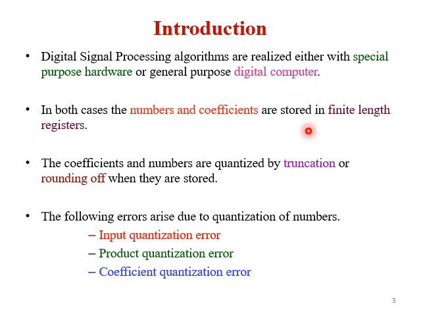When digital systems are implemented either in hardware or in software, the filter coefficients are stored in binary registers, right? These registers can accommodate only a finite number of bits, and hence the filter coefficients have to be truncated or rounded off. That is, the process of quantization introduces an error in the signal which is called the round off noise, right? So there are various kinds of error: input quantization error, product quantization error, and coefficient quantization error, right?